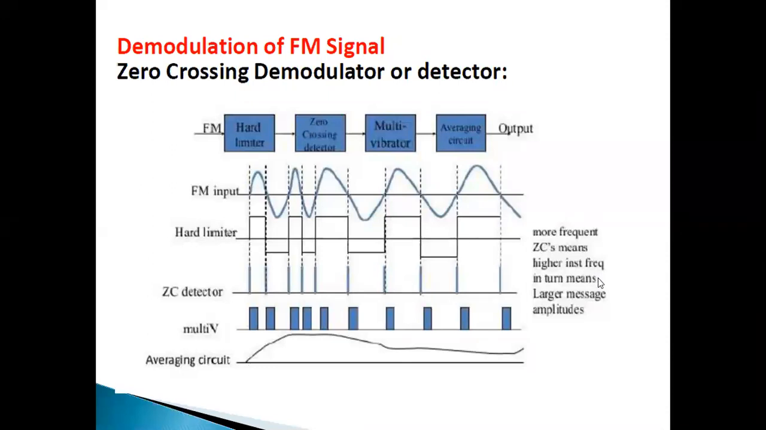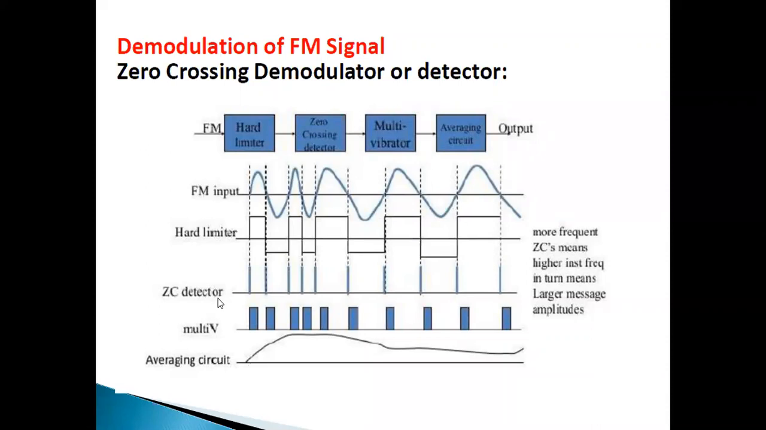which in turn means larger message amplitudes. Wherever we have the zero crossing points, we get waves like this. This is one wave, and between these two zero crossing points is another wave, and between these two we get another, and so on. Now wherever we get these, we can identify the zero crossing detector.